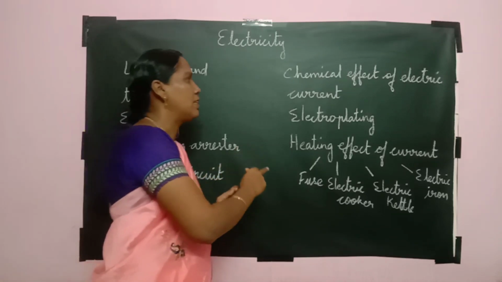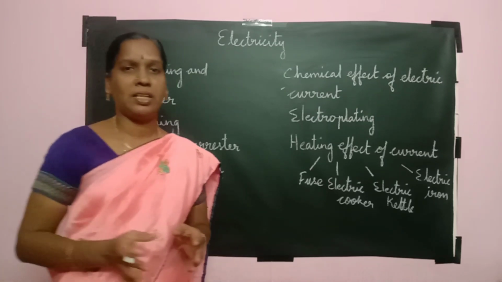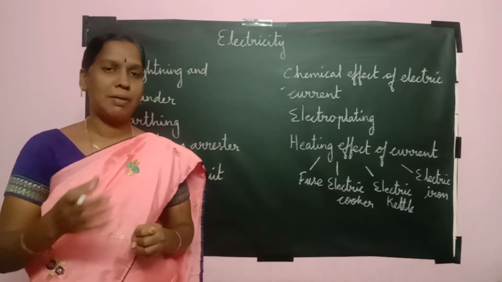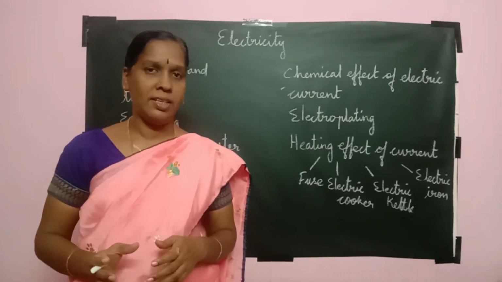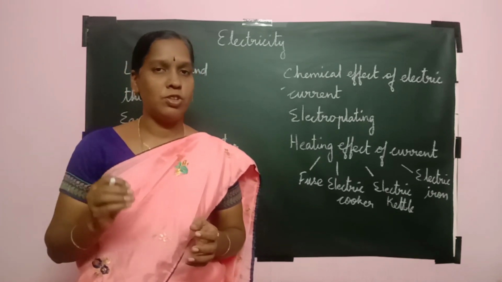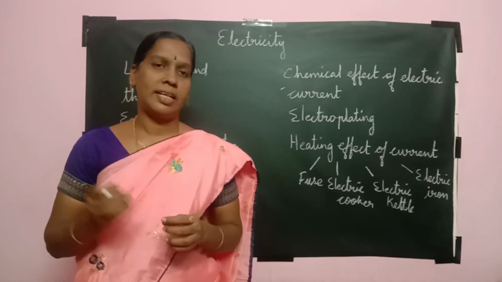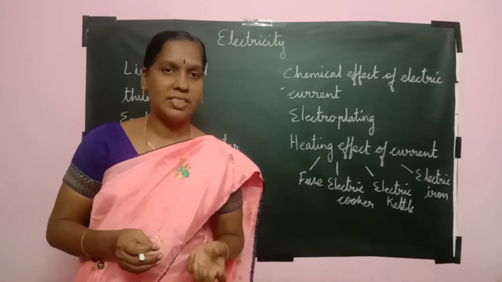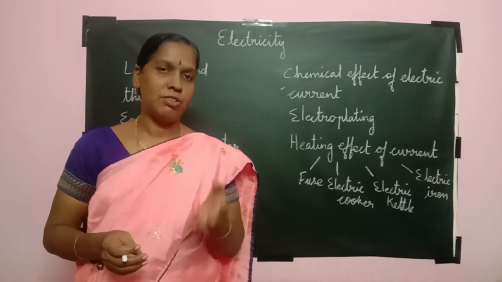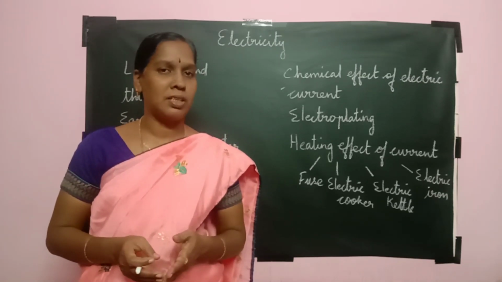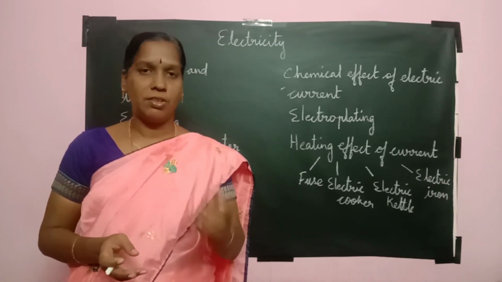Next we move on to the chemical effect of electric current. When a current is made to pass through any appliance, certain chemical changes take place. That change is said to be the chemical effect of electric current. We already know electricity flows through metals, but liquids can also conduct electricity. For example, in batteries, chemical energy is converted into electrical energy. We use them in cell phones, mobiles, laptops and car batteries, where chemical energy is converted into electrical.